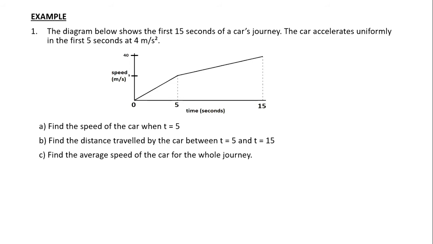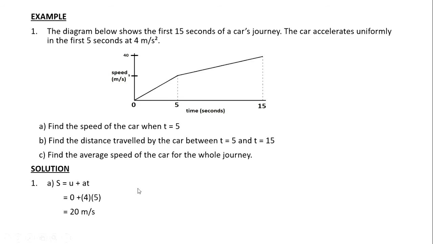So we are going to say v equals u plus at. u is the initial velocity, which is 0. a is the acceleration, which is 4. And t is the time, which is 5. We'll substitute. 4 times 5 will give us 20. Therefore, speed was 20 meters per second.